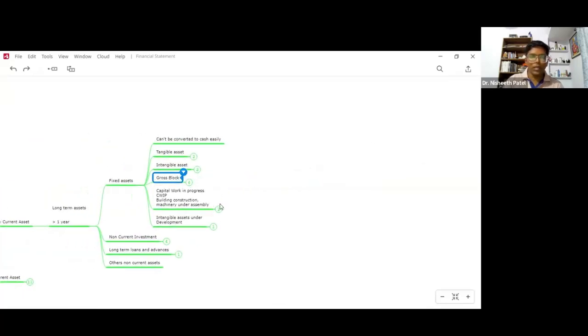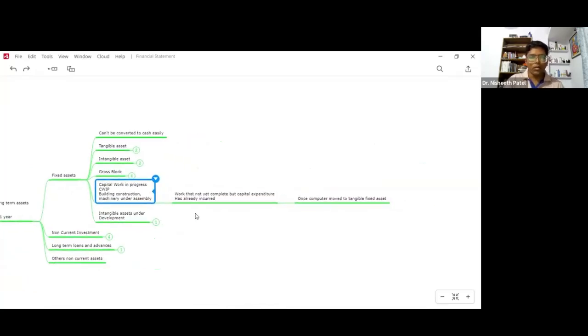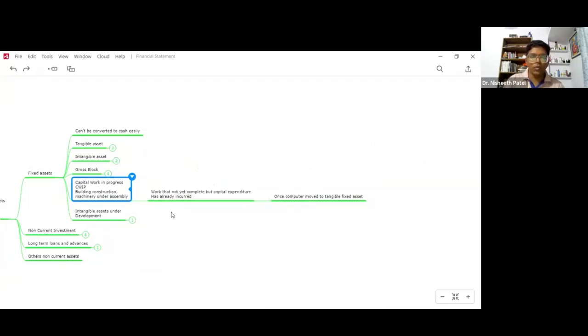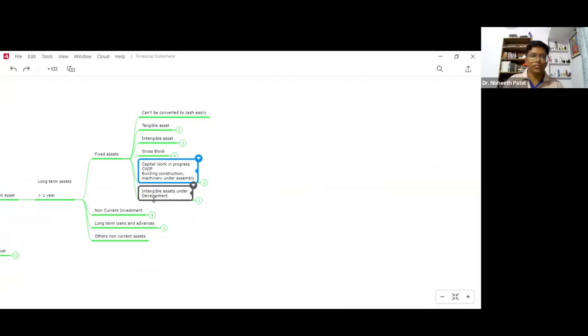Now, capital work in progress. What is this? Capital work in progress is work that has not been completed, but capital expenditure has already been incurred. The company has spent some money on making some product, but the product is not complete yet. So, that is the capital work in progress.